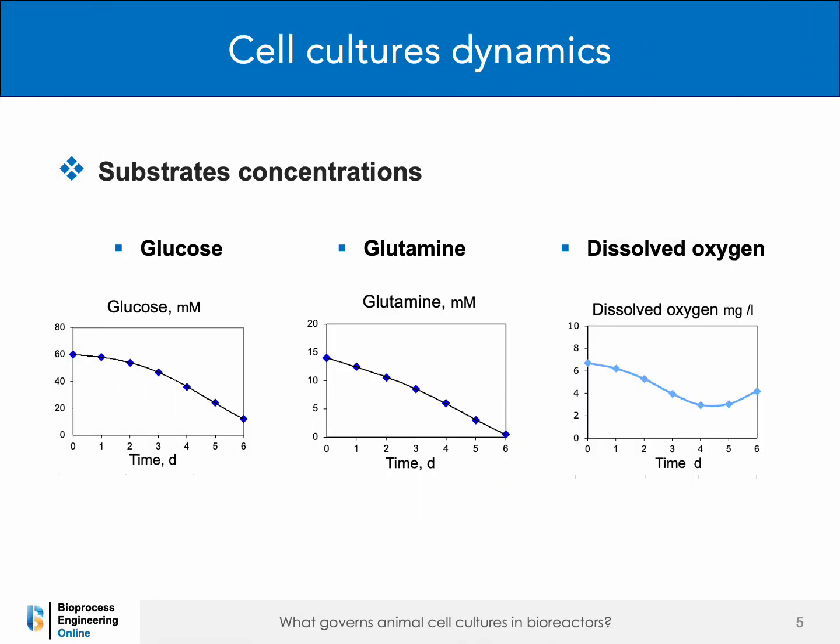When animal cells are cultured in bioreactors with nutrient media, they consume key substrates such as glucose, glutamine, and oxygen. In batch processes, glucose and glutamine concentrations typically decline steadily over time as they are taken up by the cells. Dissolved oxygen concentration, however, often shows a more complex trajectory. It initially decreases, reaches a minimum, and may subsequently rise again due to changes in cellular metabolism and oxygen demand.